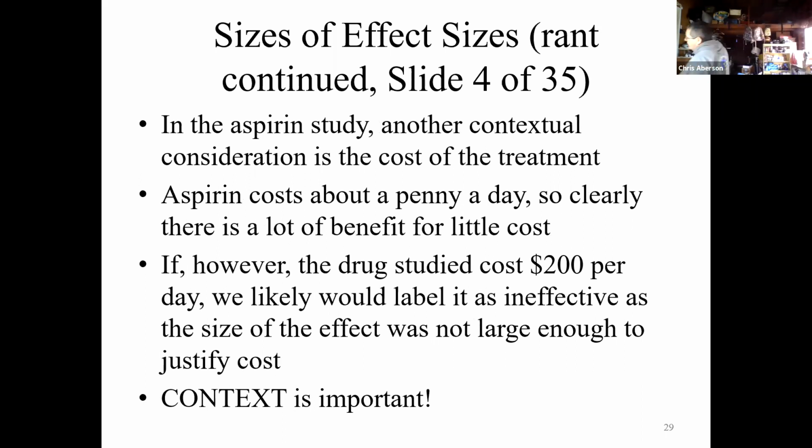There's another contextual consideration here that may or may not be available for interpretations of other sorts of effects. In the aspirin study, it's good to think about the cost of the treatment. Aspirin costs now about a penny a day. Clearly, there's a lot of benefit there for very little cost. Now, if the drug were more expensive, if you were talking about something that cost $200 a day and we had an effect size of 0.03, we would probably say, no, the cost of this doesn't justify the benefit. But here, when we look at the cost versus the benefit, we see a substantial benefit. So big point there, context is really important in these interpretations.